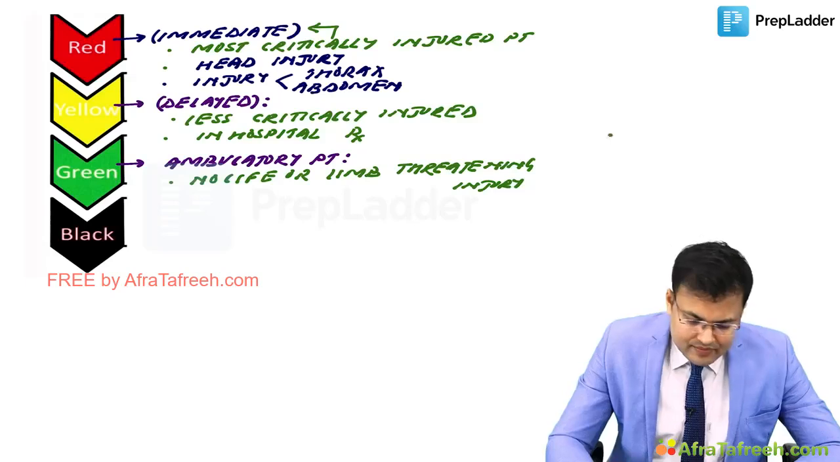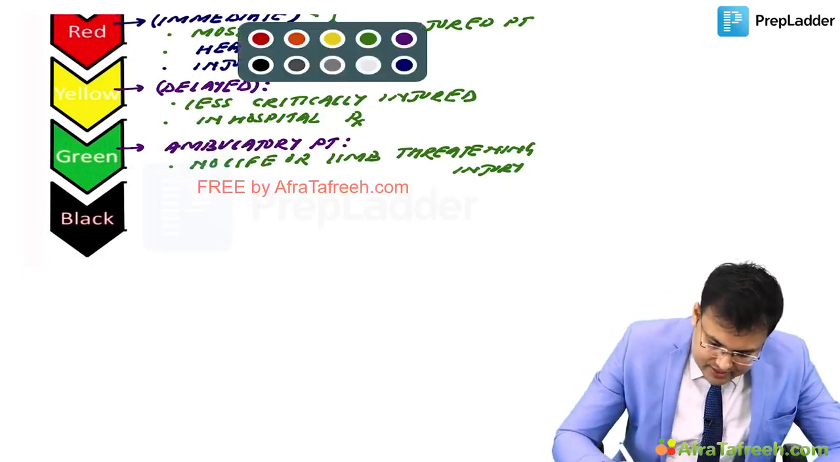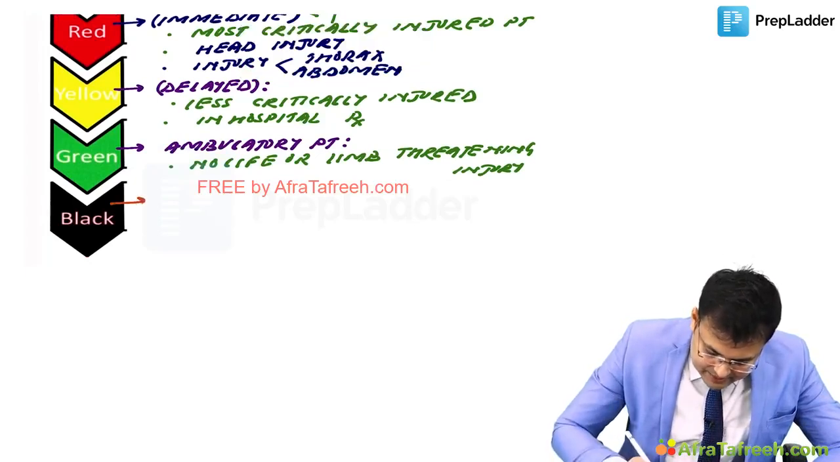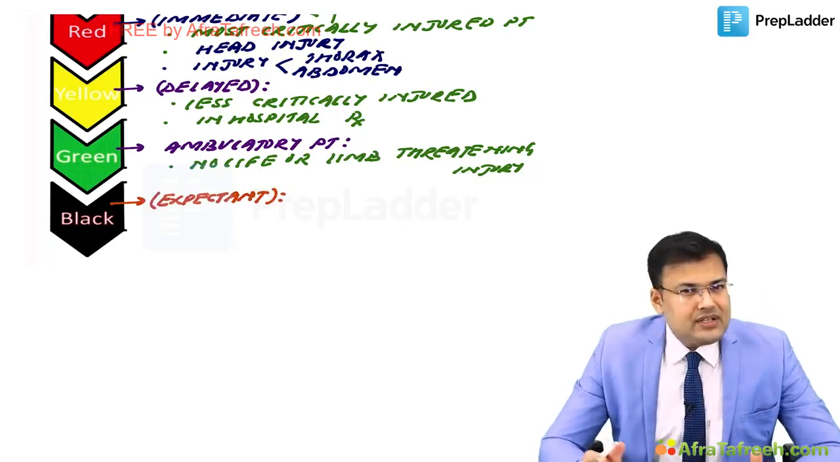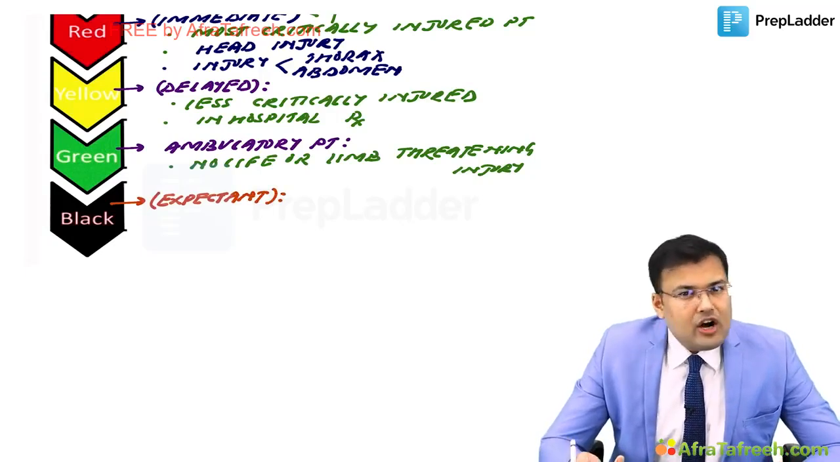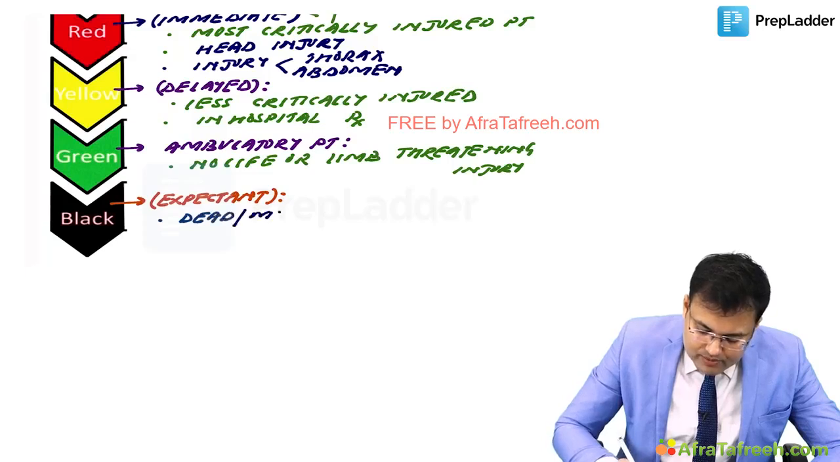Clear? So the green tag is used for ambulatory patients, and these patients do not have any life or limb threatening injury. This black is for expectant treatment. Expectant means here you are not supposed to do anything active, because the patient is already dead or moribund.